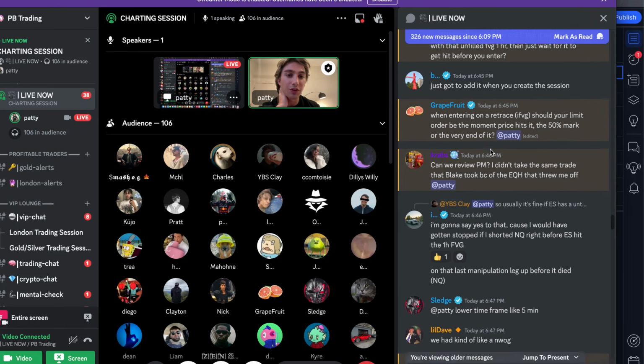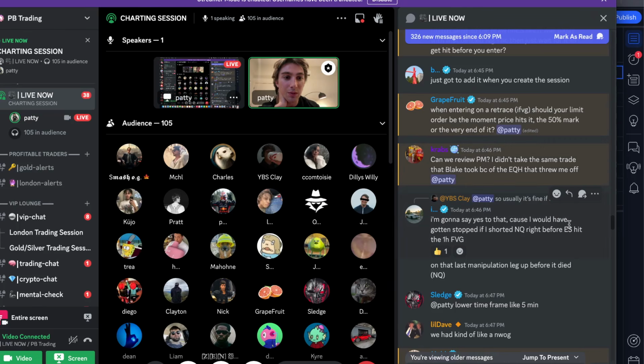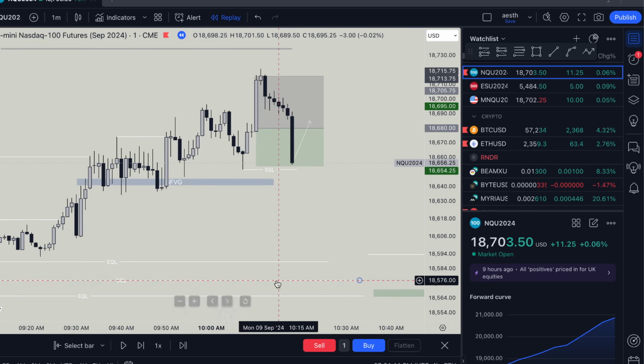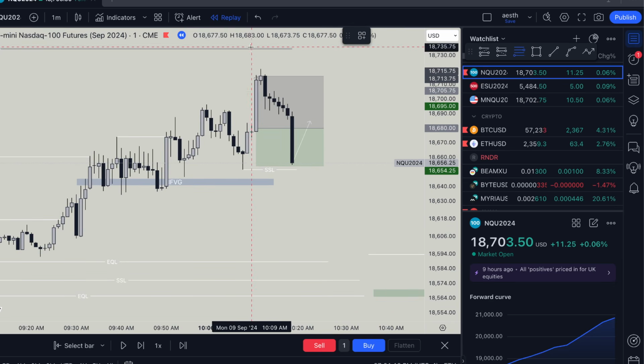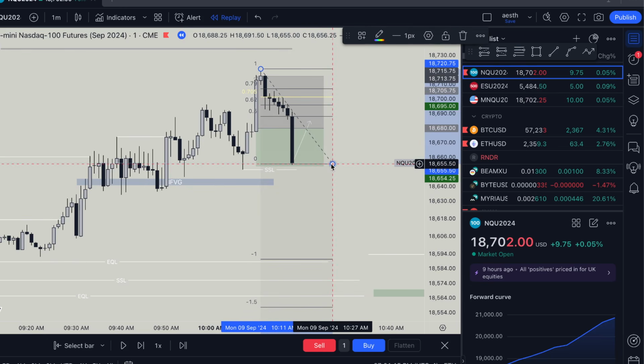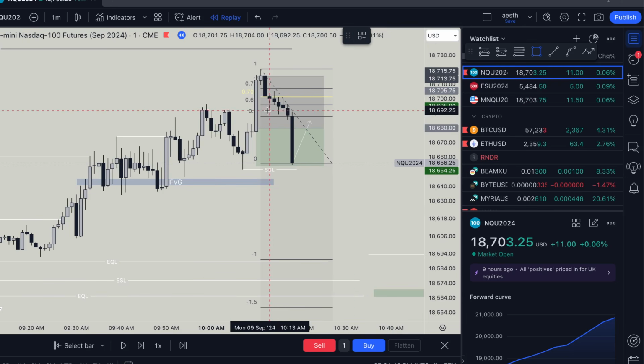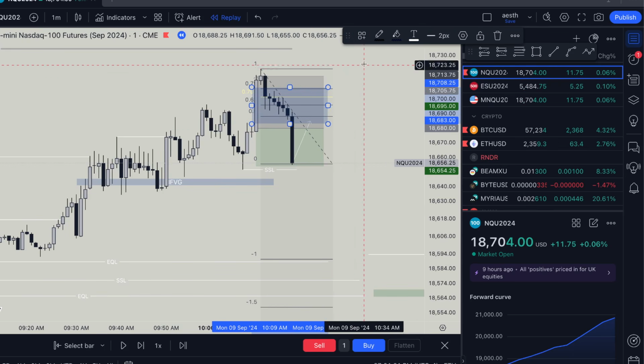When entering a retrace, should your limit order be at the 50% mark or the very end of it? I like to do the 50% mark, just the equilibrium of that leg. In this case, let's say price stopped right here. It's like I showed before. I would do something like this, at equilibrium. And I would mainly do this if it aligns with the inverse. Let's say we're talking about this inverse, which it does.